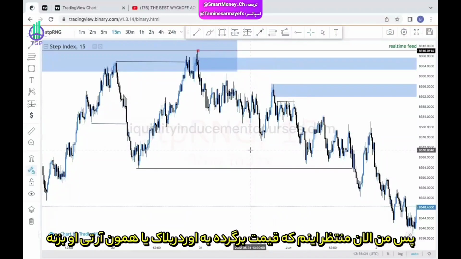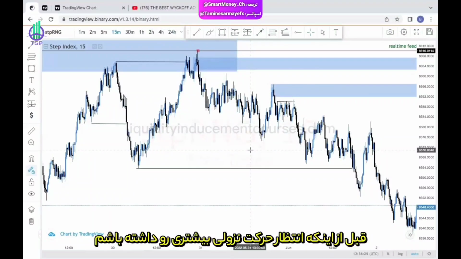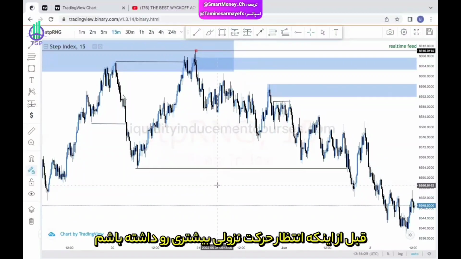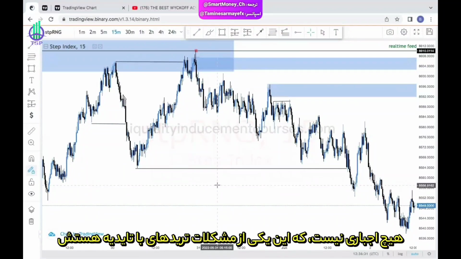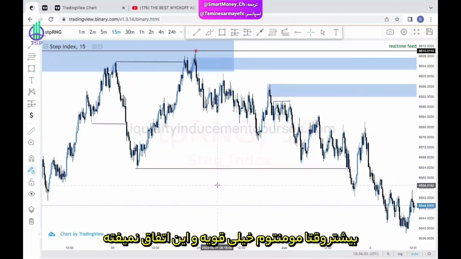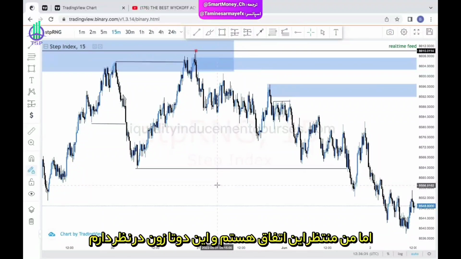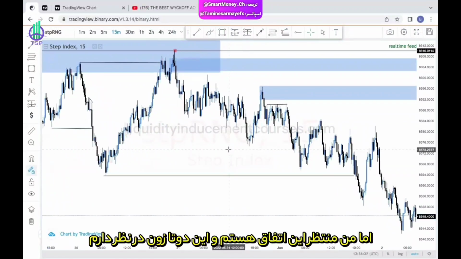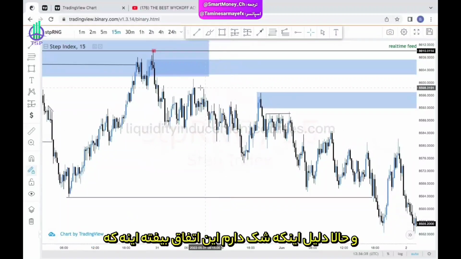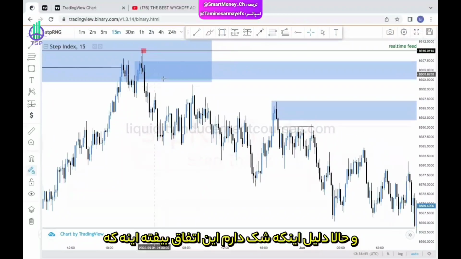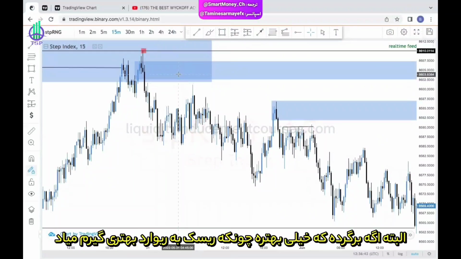So I am looking forward to price returning back to my ROTO, which is return to order block, before I begin to expect further bearish movement. It may not happen, which is the issue with confirmation trades. Most times there's too much volatility and they don't get to happen. But I am looking forward to it happening. And I have these two zones in mind.